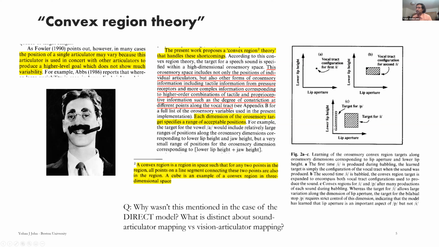For P, it's narrow in one particular domain, the lip aperture. Lips have to touch each other somewhat or get at least close. Whereas there's some variability in how you can achieve that.